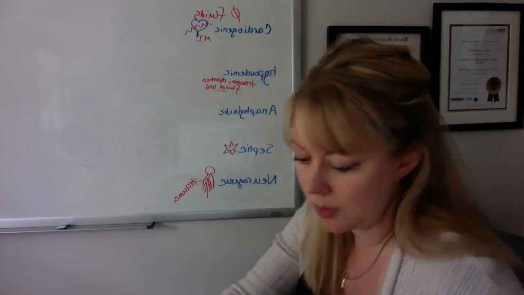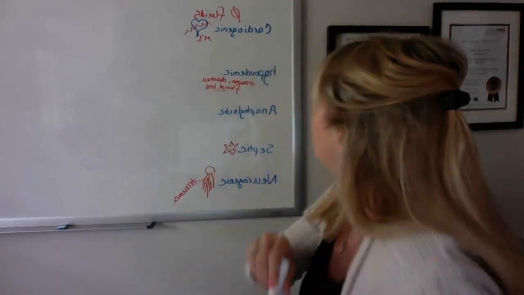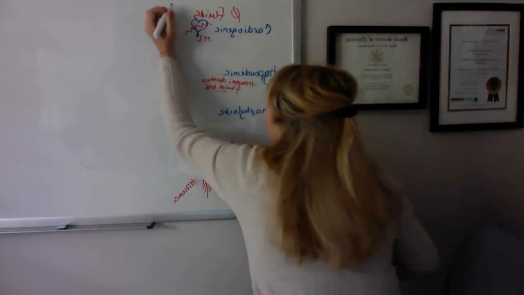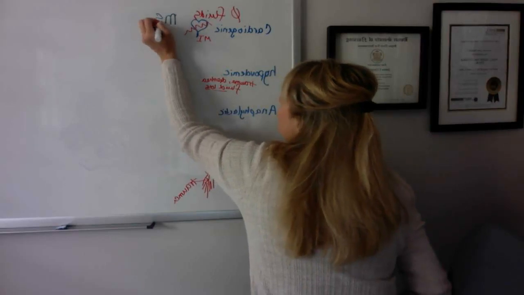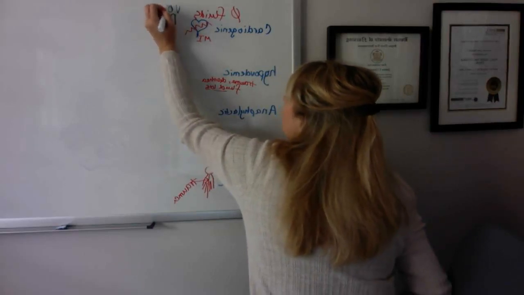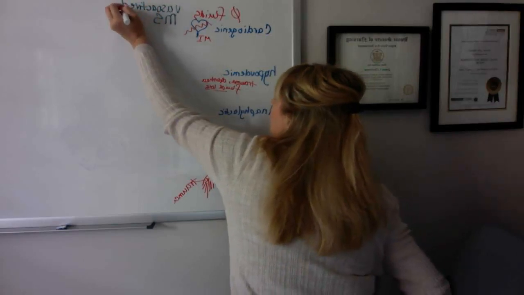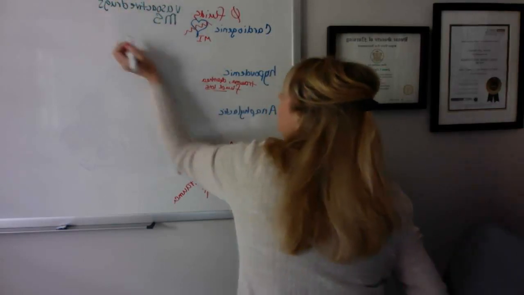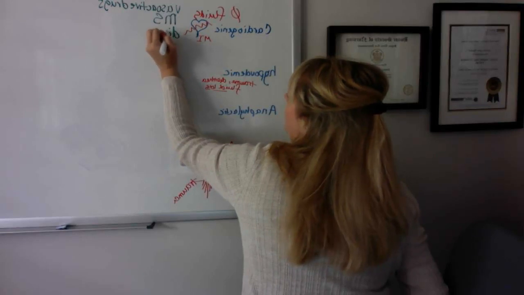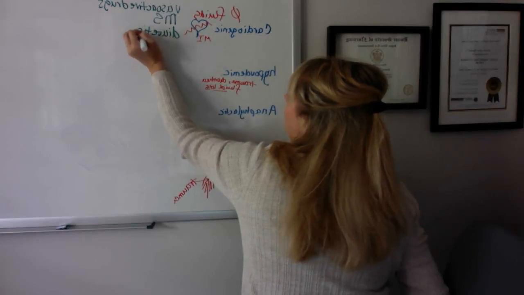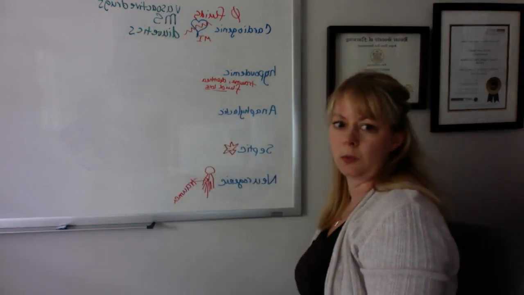Okay, so I'm going to recap this. Cardiogenic: we're going to put on morphine, vasoactive drugs, and diuretics. Okay, that's what we're going to give for that.